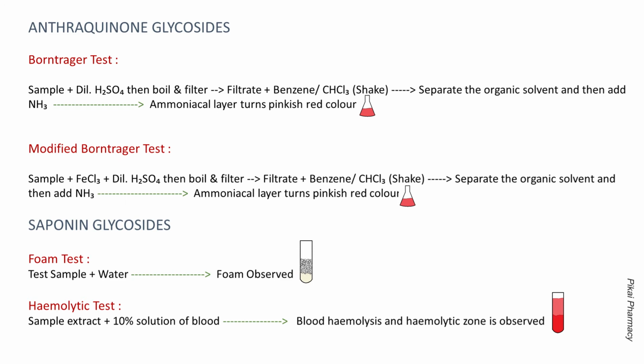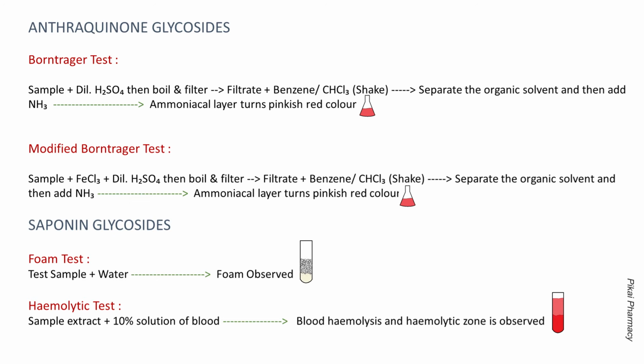After shaking, separation of layers takes place. We separate out the organic solvent layer and add ammonia to it. Now if the sample contains anthraquinone glycoside, then the ammoniacal layer turns pinkish red in color. Now after this comes the modified Bornträger test.